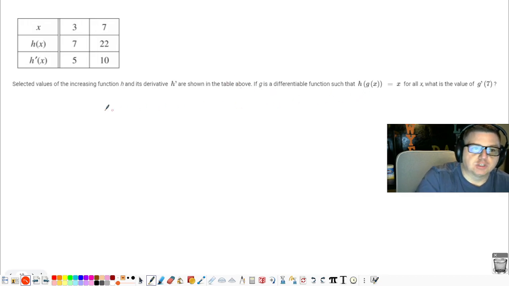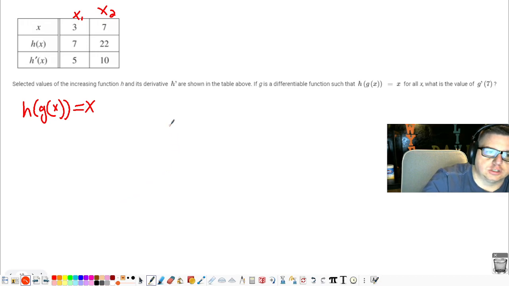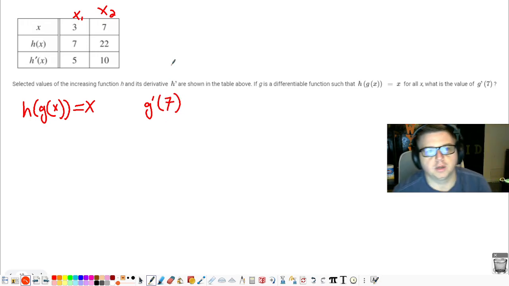Okay, so this one. Do you notice how there are two x values? And then there's an h and an h prime. That's going to come into play. So we have h of g of x equals x. What they want us to do is find g prime at 7. This ought to be interesting. We need more information that we don't have.